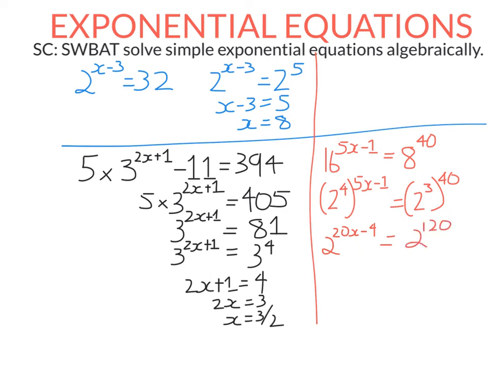Now this is really easy to solve. I get 20x minus 4 is 120. The powers must be equal. Add 4 to both sides, and then divide each side by 20. So I think I get 6.25. And then we're done.